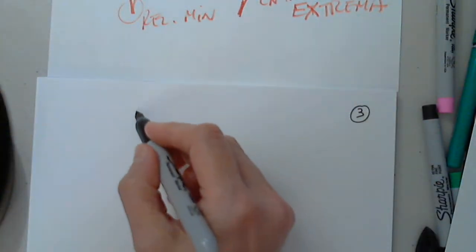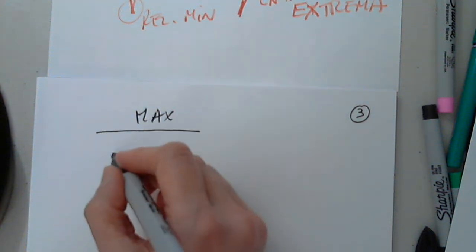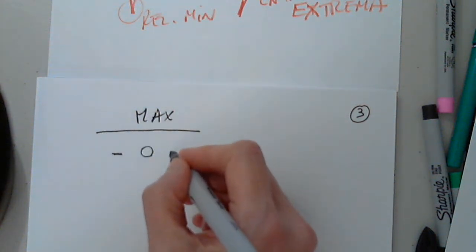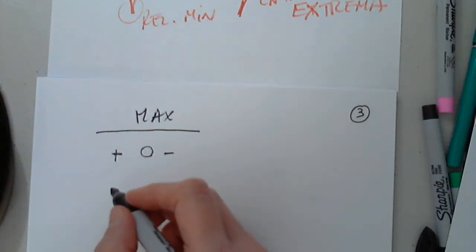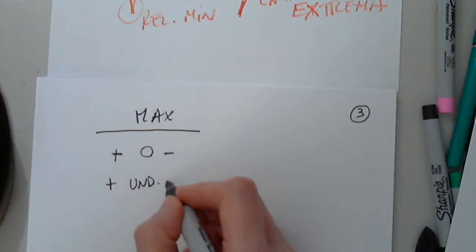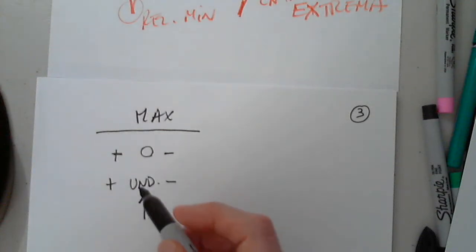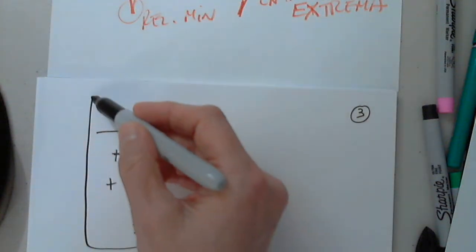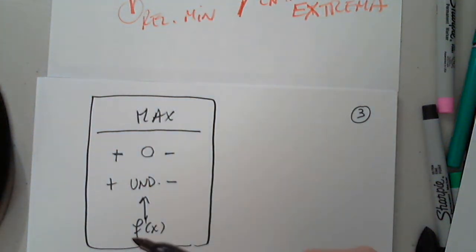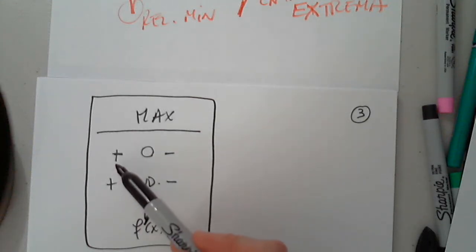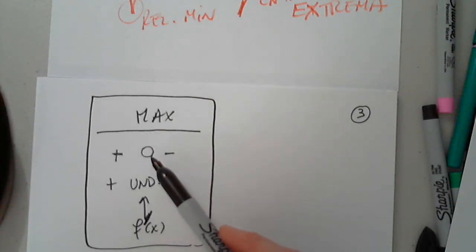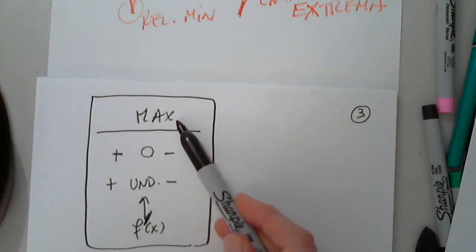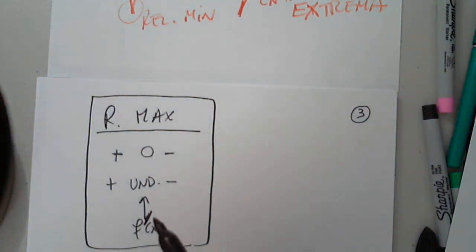So, max: positive, zero, negative, or positive, undefined, negative. So this is for the first derivative, f prime of x. So these are two possibilities for a maximum. Everything here is about the derivative. Positive, zero, negative, it's a relative max. Let me write relative max. And positive, undefined, negative, relative max.